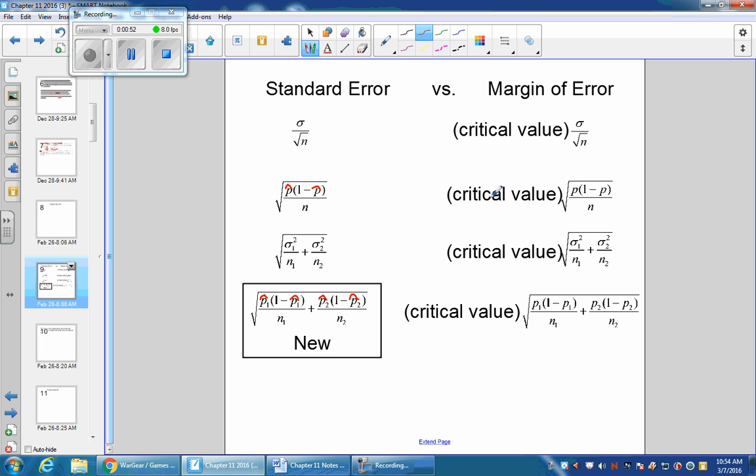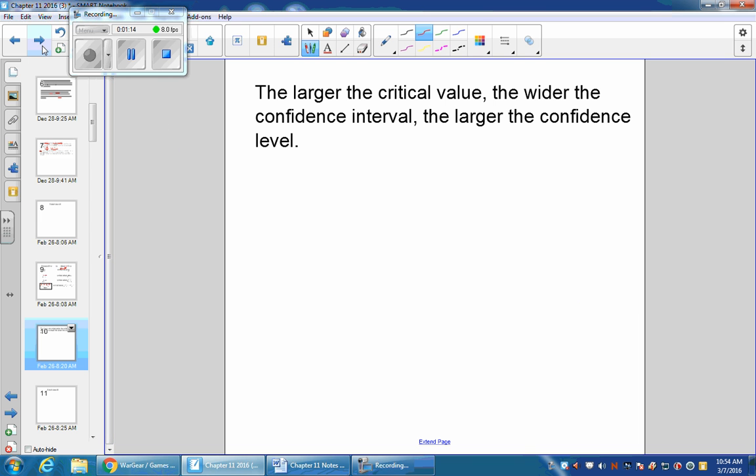Now, the margin of error is just our standard error multiplied by some critical value. And our critical value we either call z star or t star. And in the next two videos after this, we talk about what that critical value is. Now, that critical value is determined by your confidence level. So the larger the critical value, the wider the confidence interval, and the larger the confidence level.